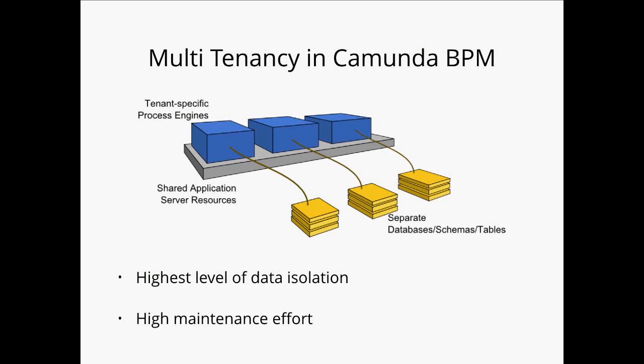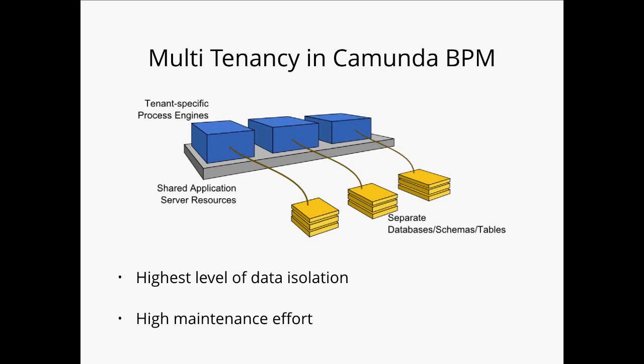This approach to achieving multi-tenancy guarantees the highest level of data isolation because you can have separate databases. However, there might be a high maintenance effort if you have numerous tenants. If you have hundreds or thousands of tenants, you will have to maintain a single process engine and maybe also a separate database per tenant. And there's no central feature in the cockpit application, for instance, to watch all the tenants' data in one shared view.